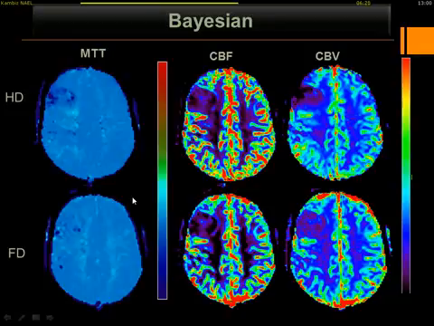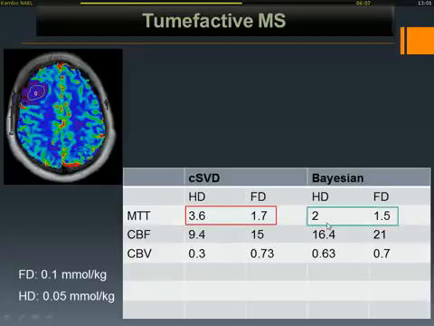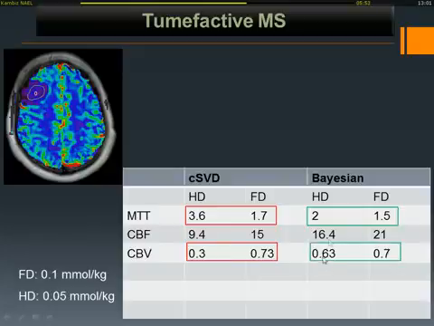And if you look at the numbers, we drew a region of interest in this lesion, and you can see if you're looking at the SVD processed images, there's approximately 2 times overestimation of MTT in the half-dose group compared to full dose, as opposed to relatively better correlation between the two on Bayesian processed images. And then the CBV, there's almost a factor of 2 underestimation of CBV using SVD, as opposed to relatively good numbers between half dose and full dose when processed with Bayesian.